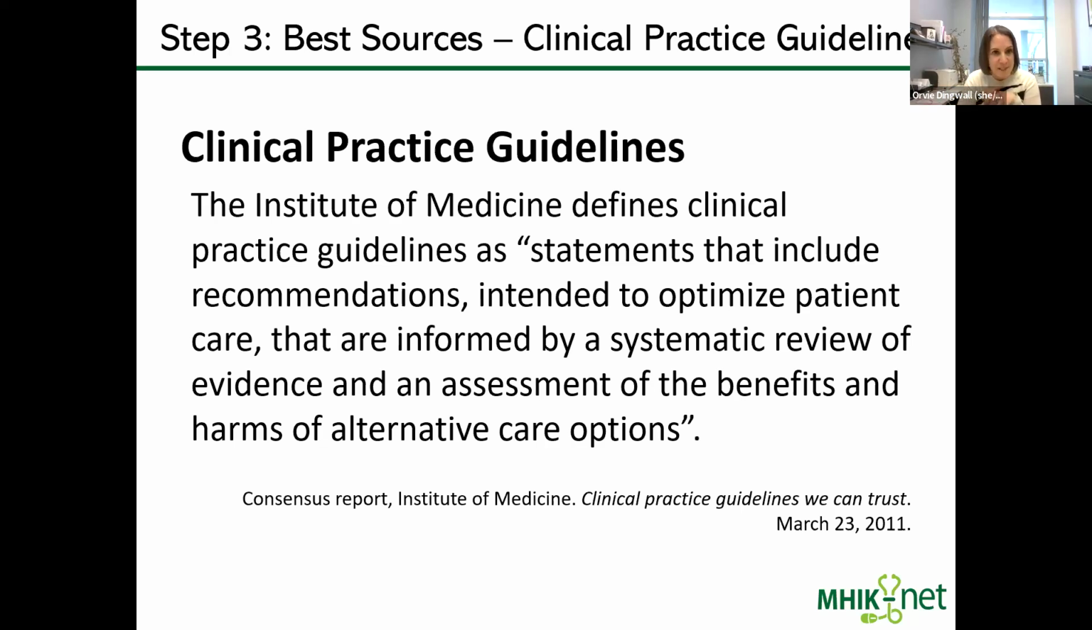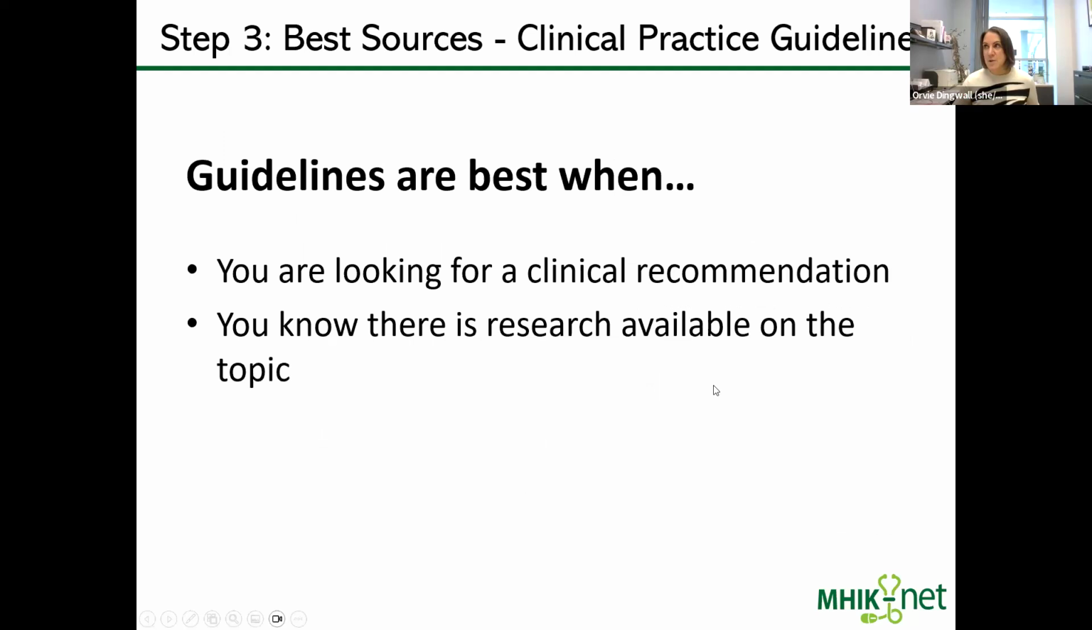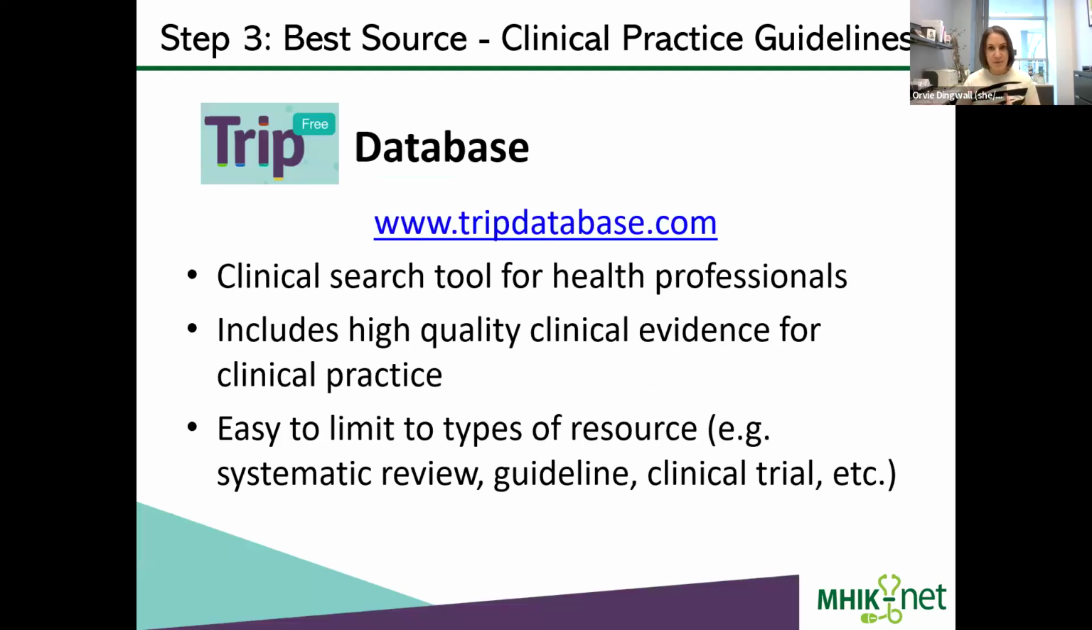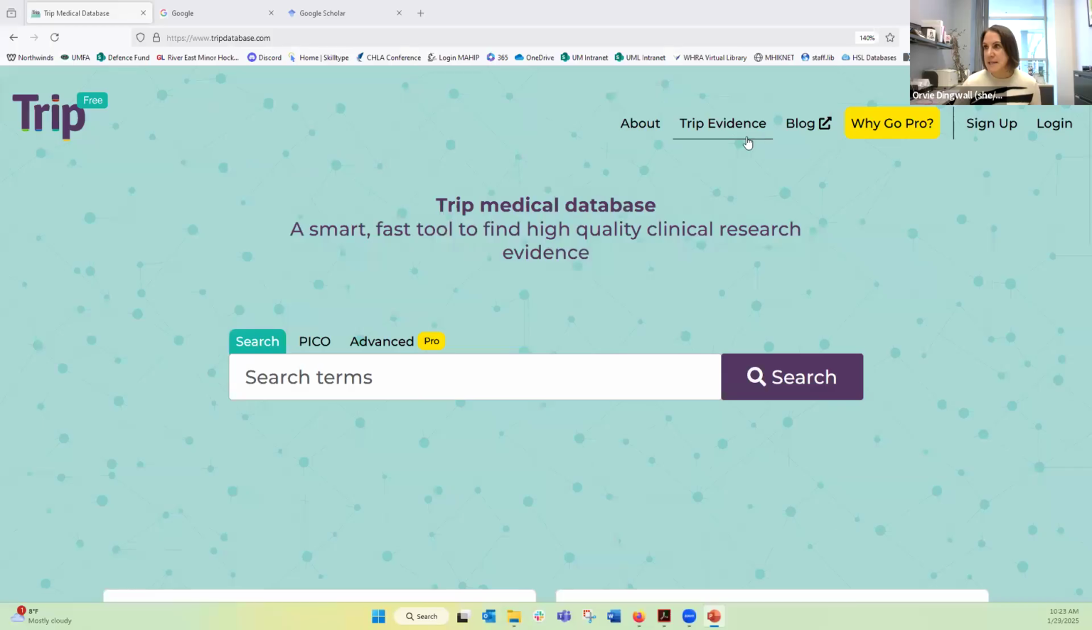Okay, now thinking to clinical practice guidelines. So clinical practice guidelines are about something really specific, and they provide recommendations intended to optimize patient care, and they're based on the highest levels of evidence. And so guidelines are best when you're looking for specific clinical recommendations, and also when you know there's research available on a topic. So some of our favorite sites to search are the TRIP database, and I'm going to take you there.